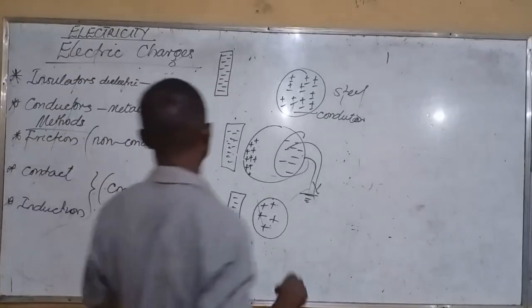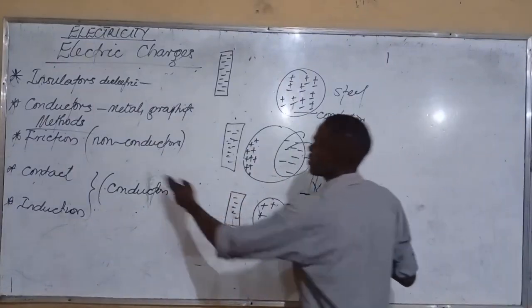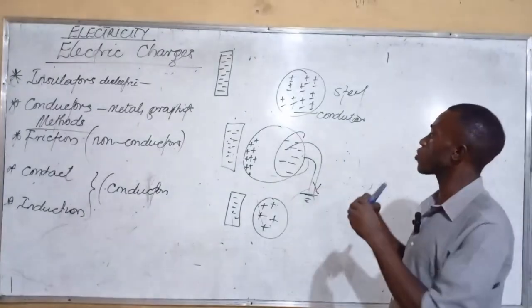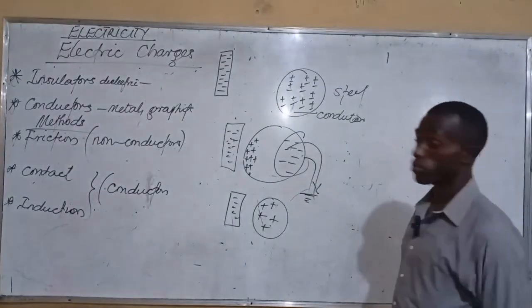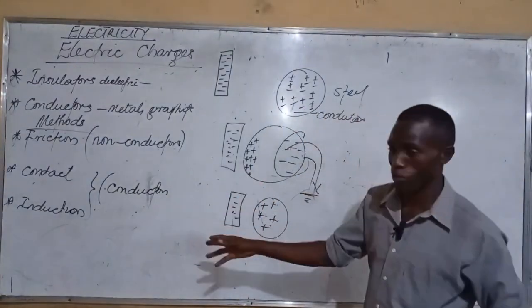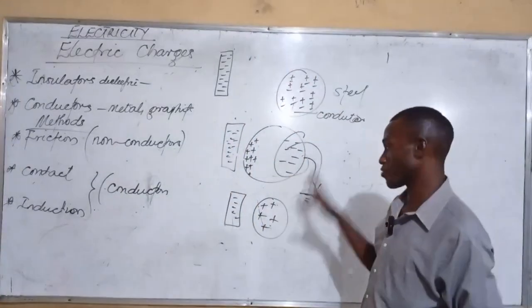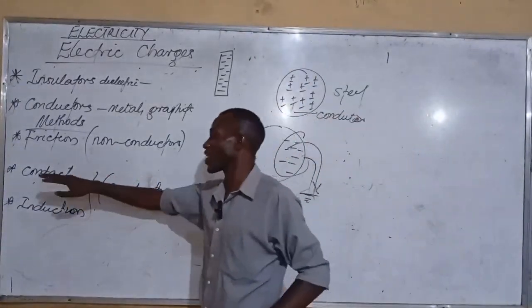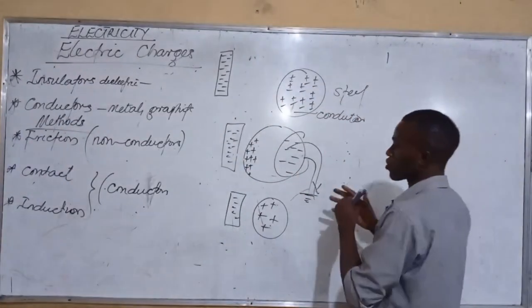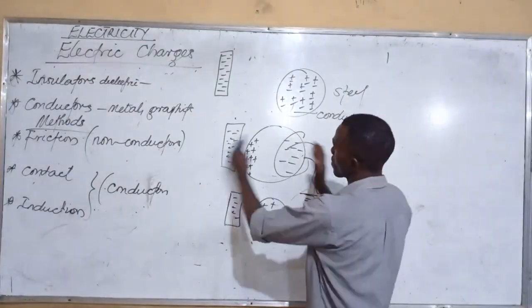So how do we charge by induction? We said that in charging by contact, the two components have to touch. Oh, I'm sorry. What we just did here is charging by induction. So that is how to charge by induction. Now, how do you charge by contact? Contact means they must touch, right? With induction, you notice they don't have to touch. It just has to come close.